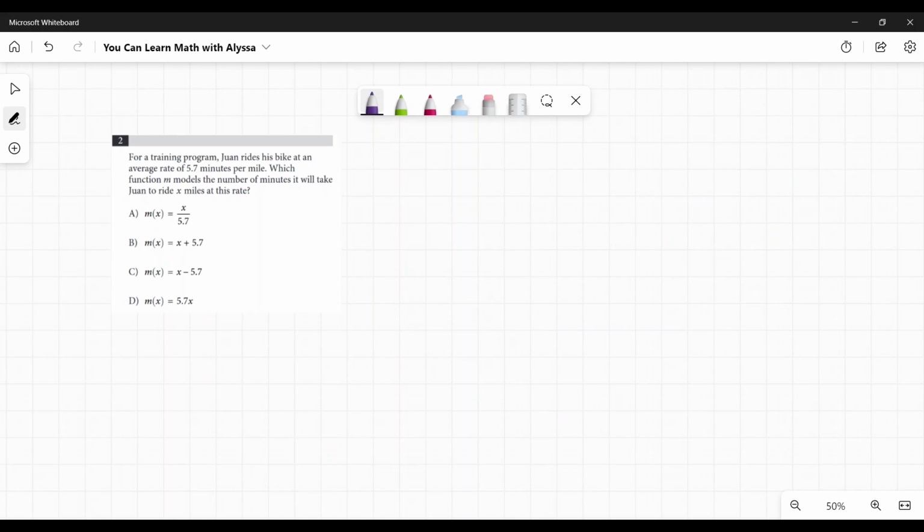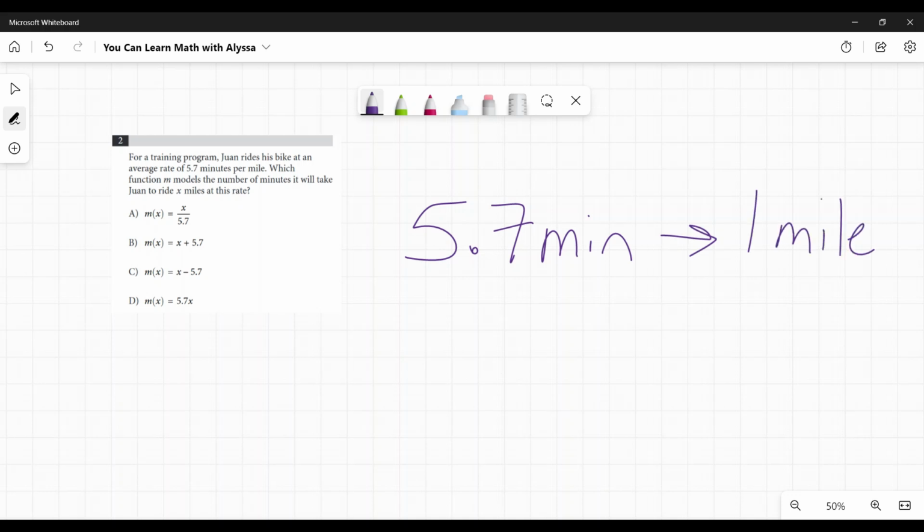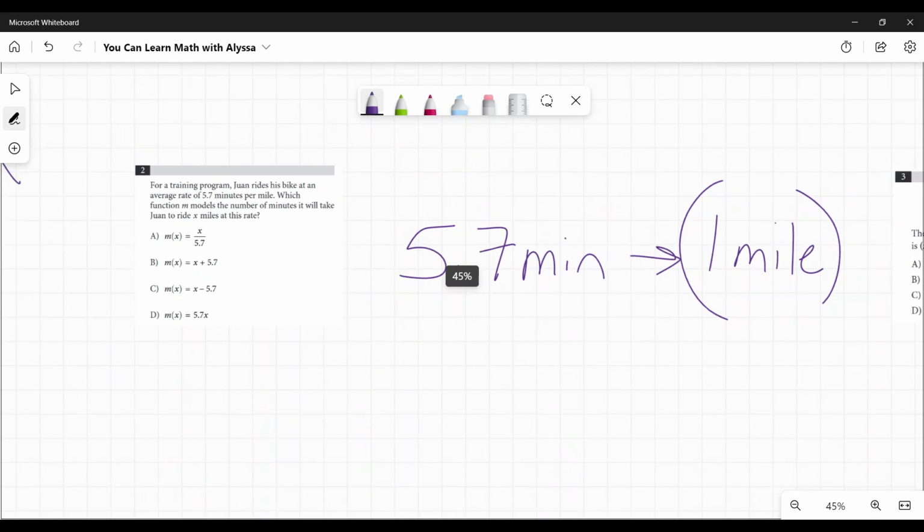For a training program, Juan rides his bike at an average rate of 5.7 minutes per mile. Which function M models the number of minutes it will take Juan to ride X miles at this rate? So I like to look at it. So it's 5.7 minutes for every 1 mile. So if I asked you, how long would it take Juan to ride 3 miles? I would say, okay, I'm multiplying this side by 3, right? Multiplying that by 3, to get our 3 miles, and that means we would need to multiply this by 3, 5.7 minutes.